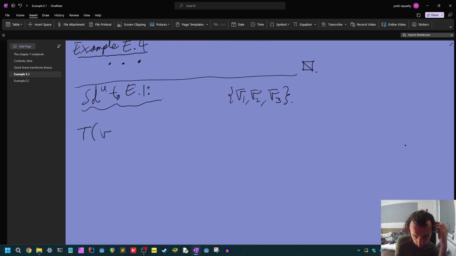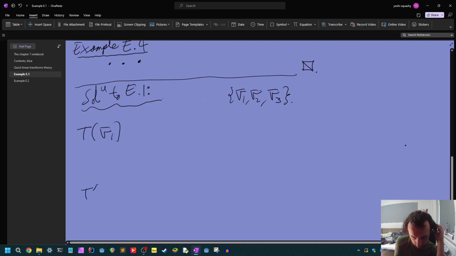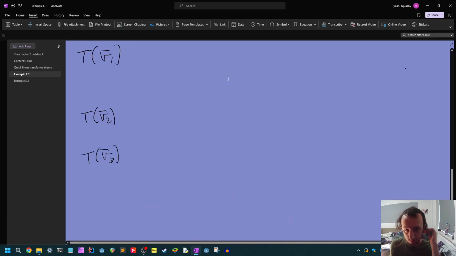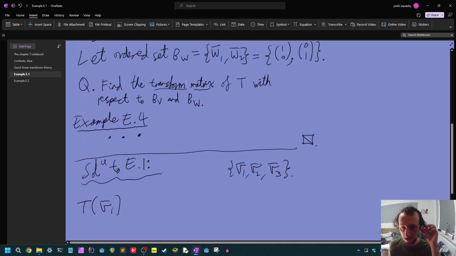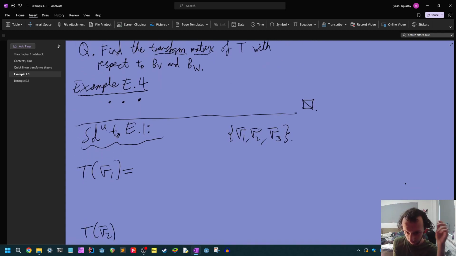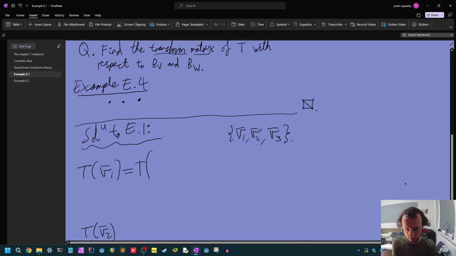What you do is apply T to each of them. So we do T of V1, T of V2, and then in a second we'll also do T of V3, and you see what you get, and you use this to write out the encoding of your transform matrix. So let's first of all just do it. T of V1, that is T of 1, 0, 0, because V1, V2, V3 are just the standard basis vectors.